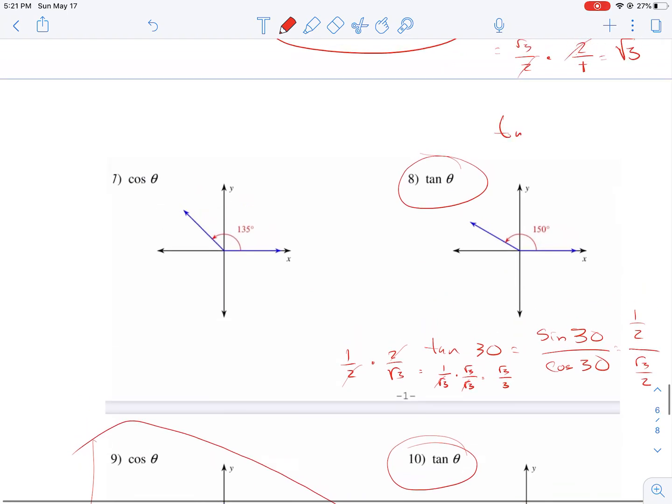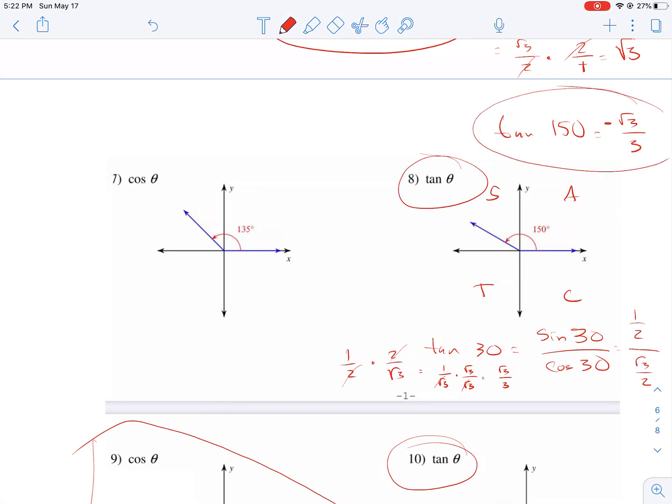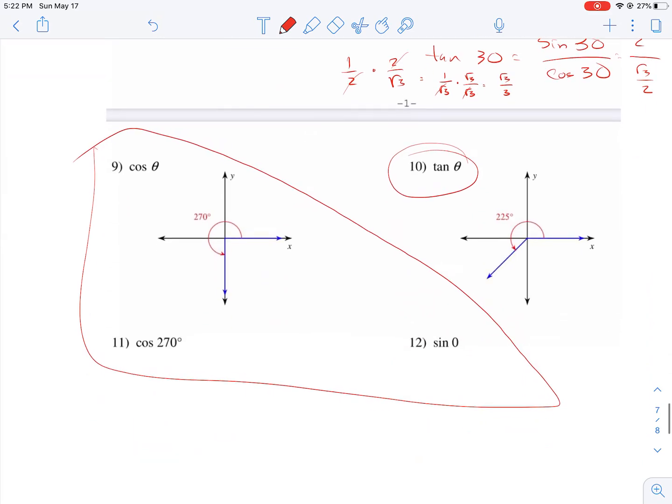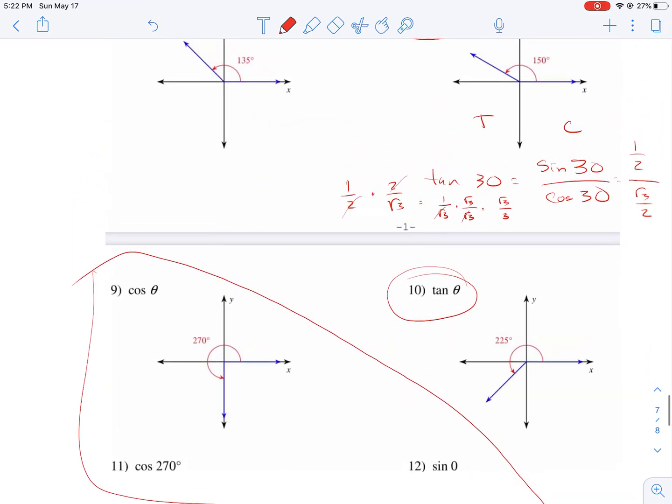Okay, so we're not done here yet though. The tan of 150 is equal to square root 3 over 3. But what quadrant are we in? We're in the second quadrant. So all students talk constantly. What's positive in the second quadrant? Only our sine values, which makes that negative. Okay. Still making room here.